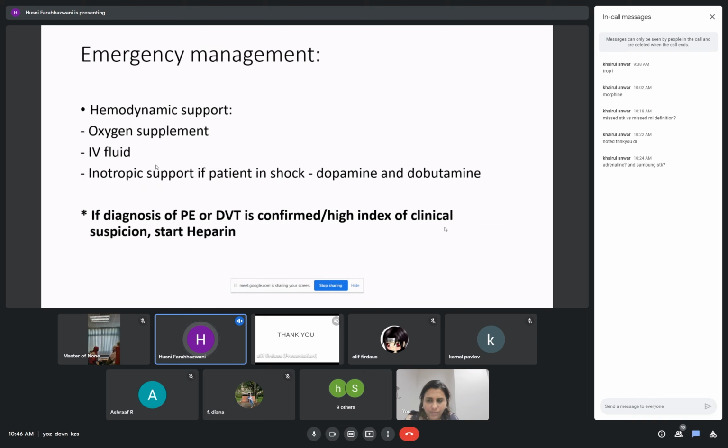So the emergency management: your airway, breathing and circulation, hemodynamic support for the patient, oxygen supplement. You can give the patient high flow oxygen, and if the patient needs intubation, you may proceed. IV fluid and inotropic support if the patient is in shock.